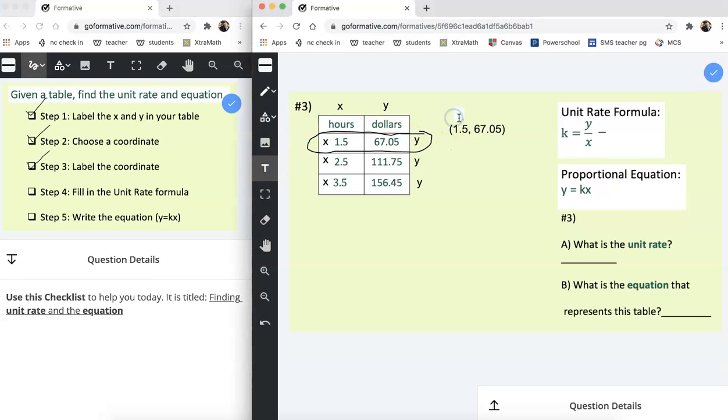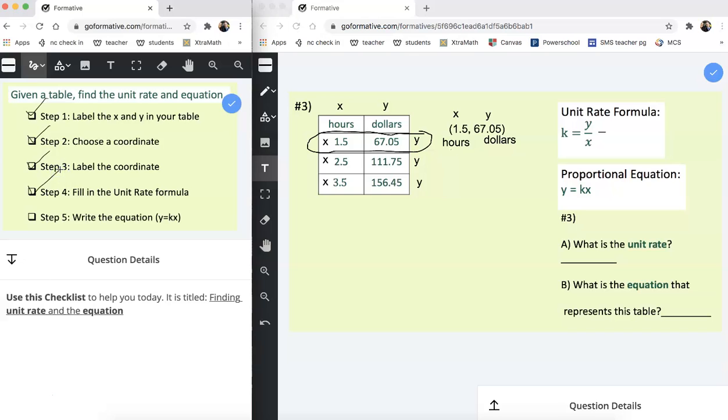So I'm going to label this X. That's correct. Label this Y. Do you see how careful I'm being so I don't make a mistake? Then I look at what X, the 1.5, represents. It represents hours. I'll type that below. And the 67.05 represents dollars. All right, we're ready for the next part of the checklist.